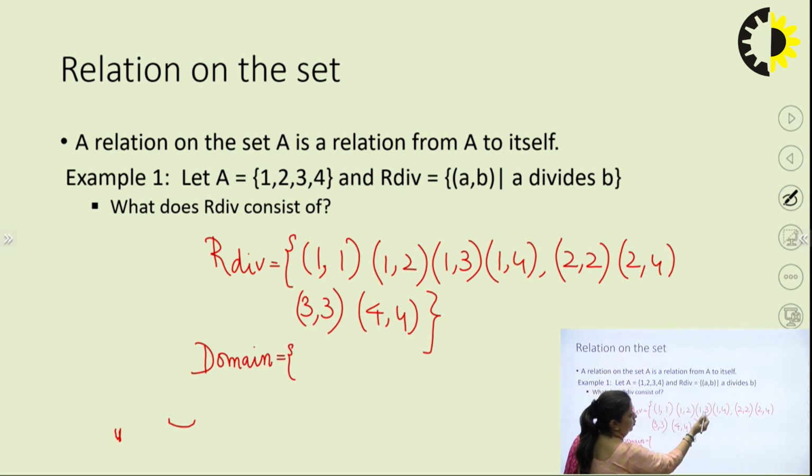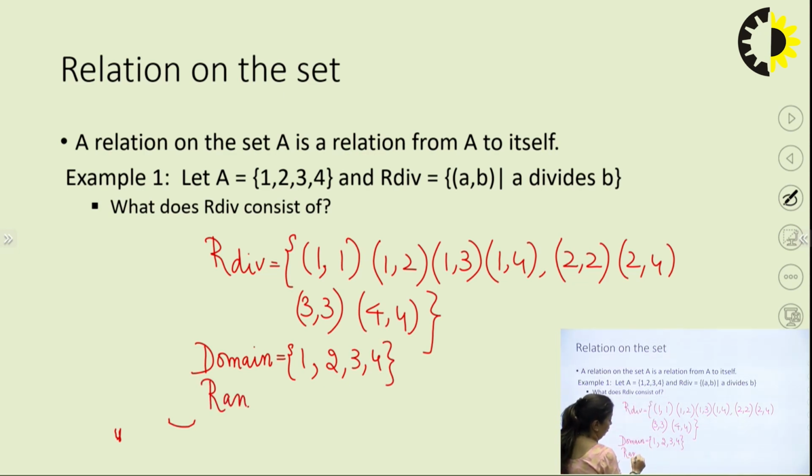All the first components, that means I'll have 1, then I'll have 2, even 3 and 4. And if I want to talk about the range, the set of B components, that is 1, 2, 3 and 4. So the domain and range is the same, and it is same as that of the set.